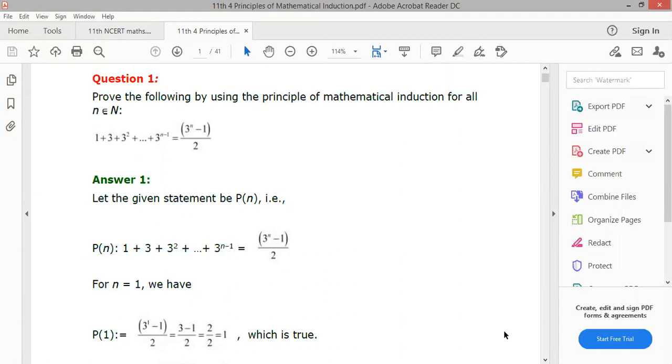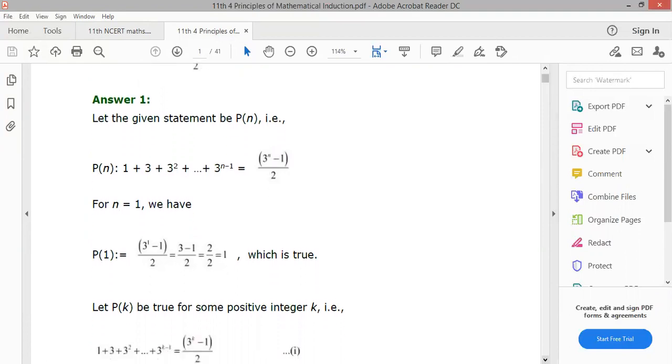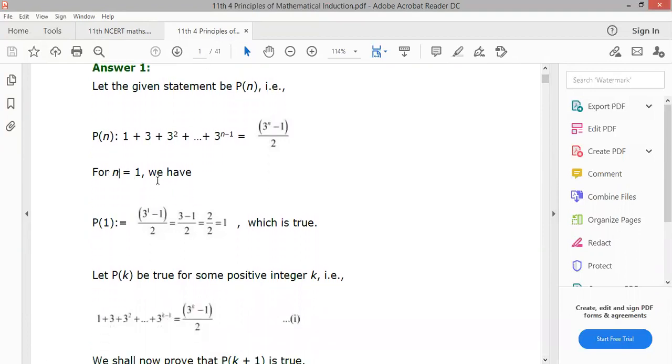So we will first of all go to the basic step, that's for n equal to 1. For n equal to 1, we have P of 1 is equal to (3 raised power 1 minus 1) divided by 2. If we see the right hand side, it is (3 raised power 1 minus 1) divided by 2. It's (3 minus 1) divided by 2. It's 2 by 2. That's equal to 1. Yes, that is the first term of this statement. So we say that for n equal to 1, the statement is true.